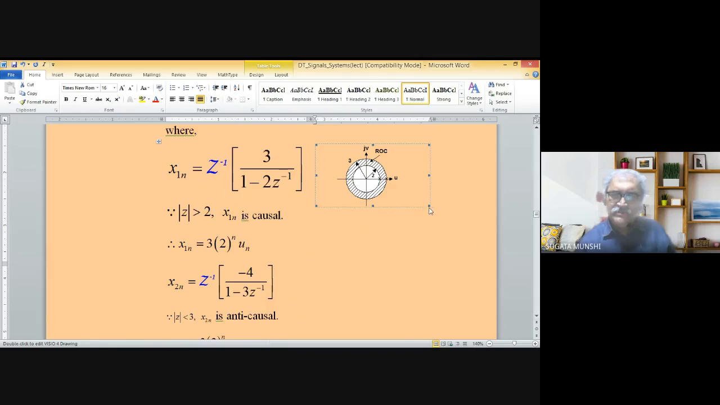Here the ROC is a ring-shaped region. Inner radius is at Z equal to 2, outer radius is Z equal to 3. Just see here that there are two boundaries of the ROC, and two poles lie at the two boundaries.